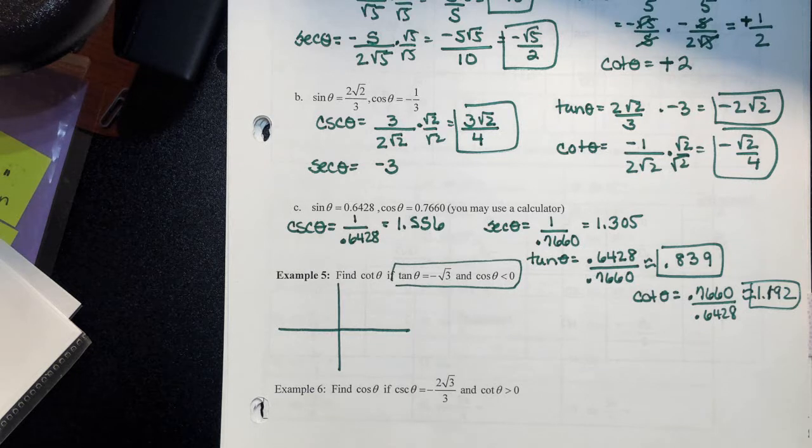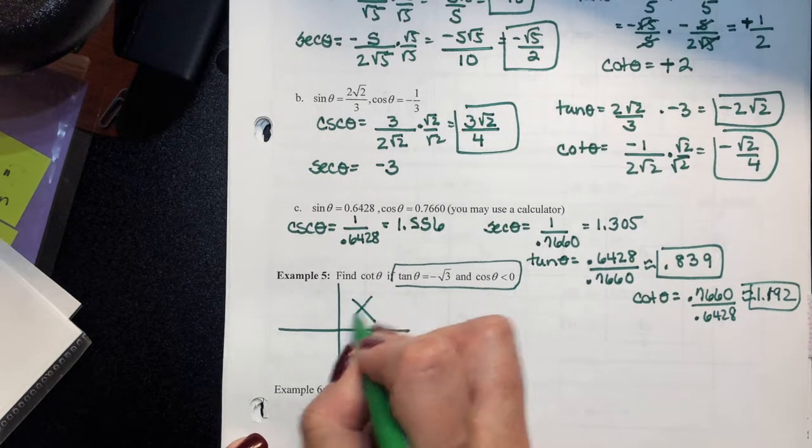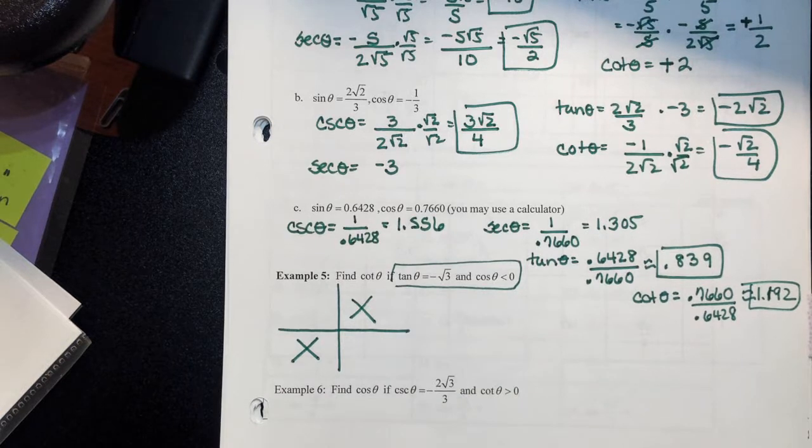Well, first of all, right away, we know that tangent is negative, correct? So what quadrant could I be in? Where is tangent negative? What 2 quadrants would tangent be negative in? 2 and 4. So right away I can eliminate 1 and 3. So I know that this answer cannot be in 1 and 3. Does everybody agree with me on that?